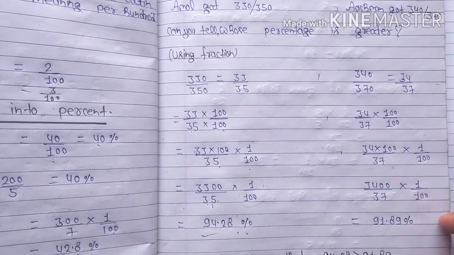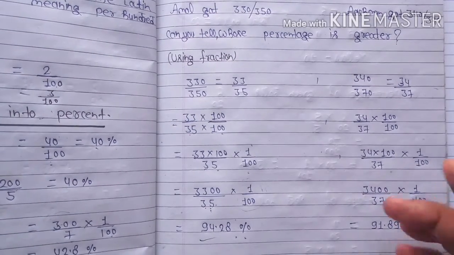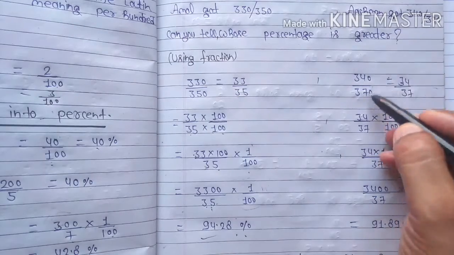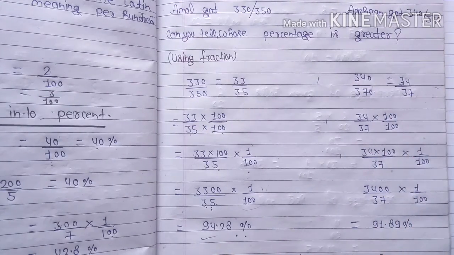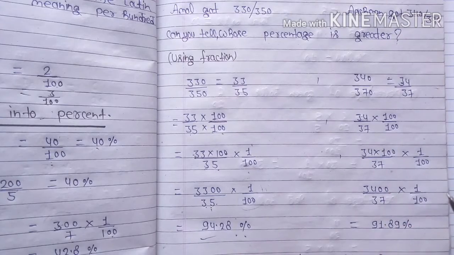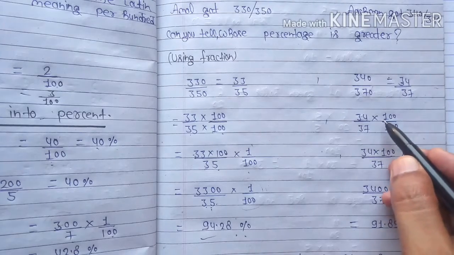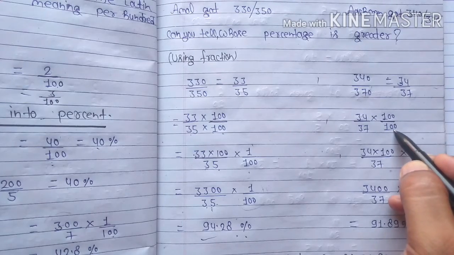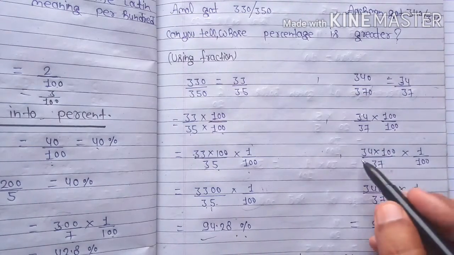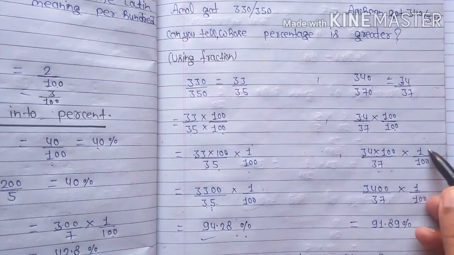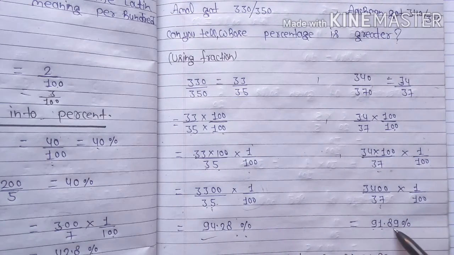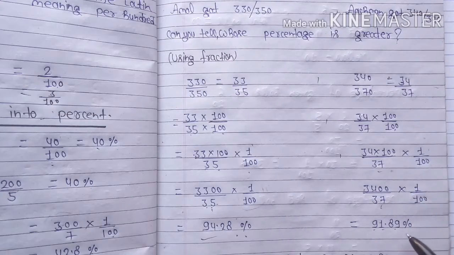Now for Achman, he got 340 marks out of 370. In the simplest form, the 0 cancels out, giving 34 upon 37. Then we will change it into percentage form. We multiply both the numerator and denominator by 100. This will give 34 into 100 upon 37 into 1 upon 100. This is 3400 upon 37. We will divide it. You will get 91.89, and 1 upon 100 means percent.